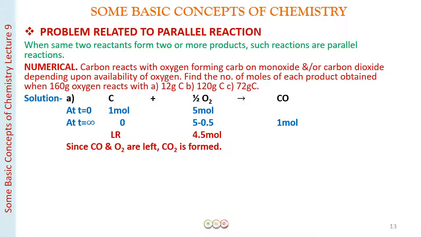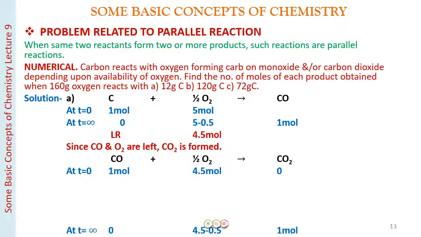So what do we have now? We have carbon monoxide and oxygen left, and carbon dioxide can be formed from this, right? So we have carbon monoxide reacting with half a mole of oxygen to form carbon dioxide. So at T0, what do you have? You have 1 mole of carbon monoxide and you have 4.5 moles of oxygen. And how much of the two are going to react? For 1 mole of carbon monoxide, required is going to be again half a mole of oxygen.